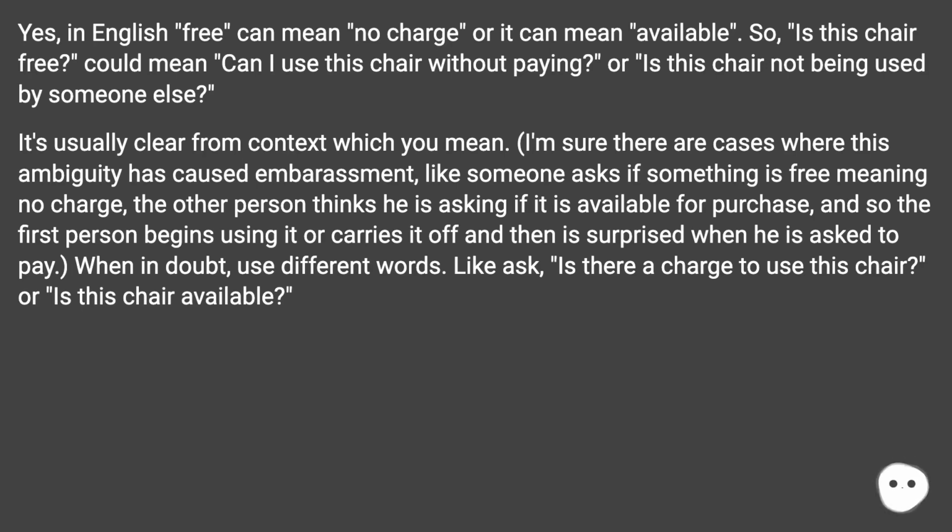I'm sure there are cases where this ambiguity has caused embarrassment. Like, someone asks if something is free meaning no charge, the other person thinks he is asking if it is available for purchase, and so the first person begins using it or carries it off and then is surprised when he is asked to pay. When in doubt, use different words. Like ask, is there a charge to use this chair? Or, is this chair available?